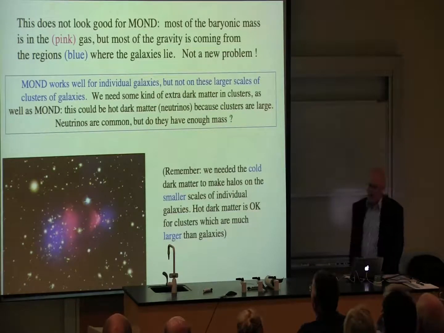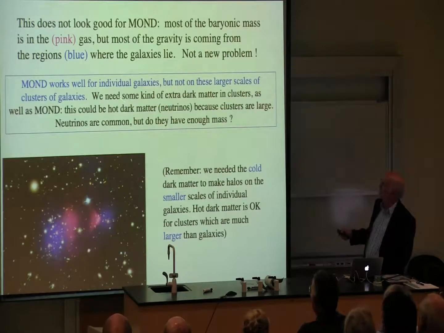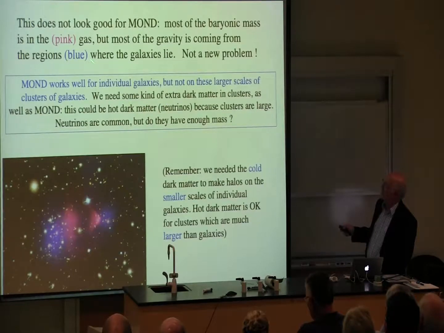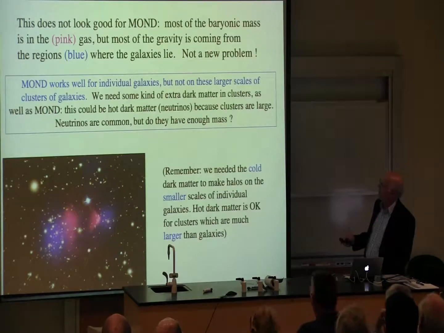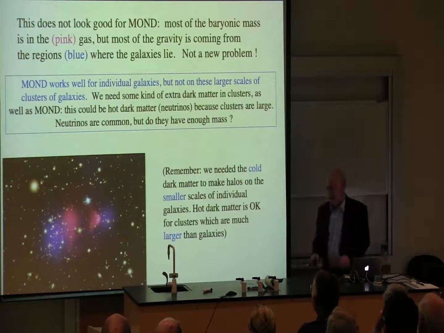The only way you can make MOND work is that you actually have to break the whole MOND rule, and you have to invoke some kind of extra dark matter in the clusters compared with what's in the galaxies.